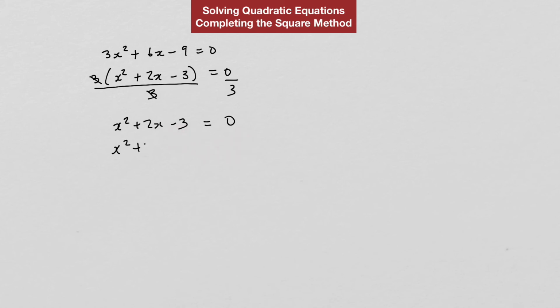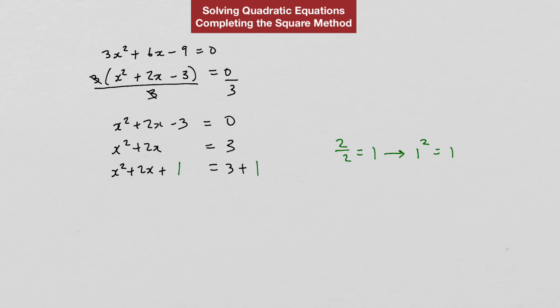x squared plus 2x is equal to 3. So in using the completing the square method, we're going to take this middle term, which is 2, and we're going to divide that by 2, and we get 1. Then we're going to take the result of that, which is 1, and we're going to square it, and we still get 1. So rewriting this equation, we get x squared plus 2x plus 1 is equal to, and we have to do the same thing to the other side of the equation, 3 plus 1.